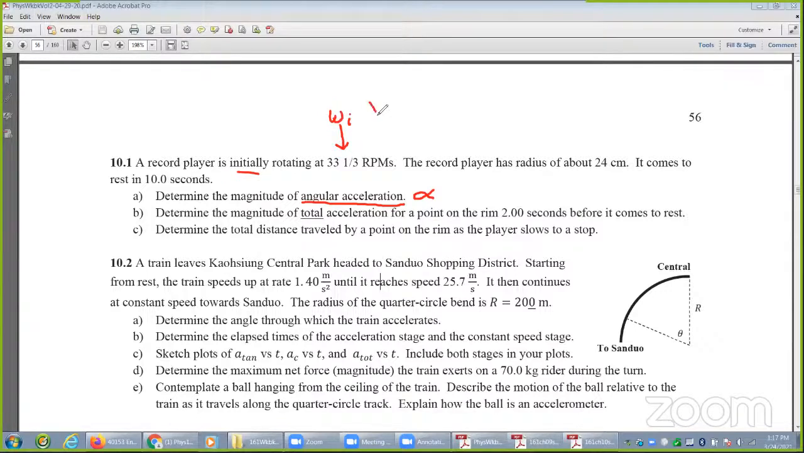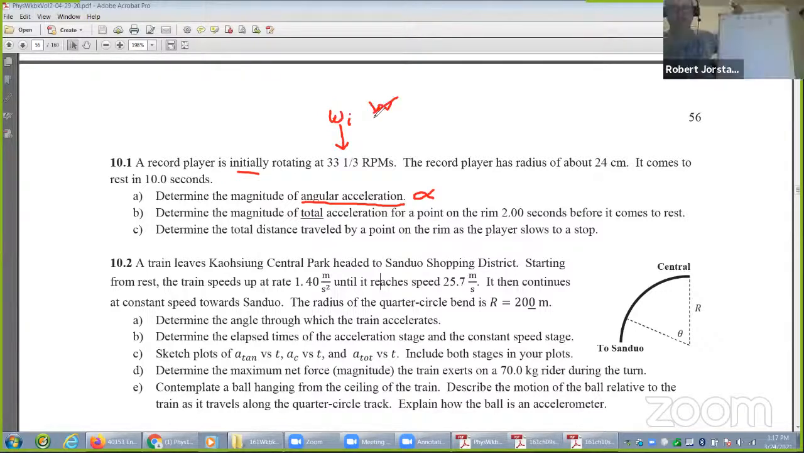Now, remember, don't write W. This is not W. Don't say W. Say omega initial. And that should look kind of like a curly W, not a pointy W. It's not a W. It's an omega. We tell the difference by drawing it curly. All right. This one, I got that. That's just radius, R. And this one, T. Okay. All right. How about this one? What are we supposed to get here? What symbol is total acceleration?